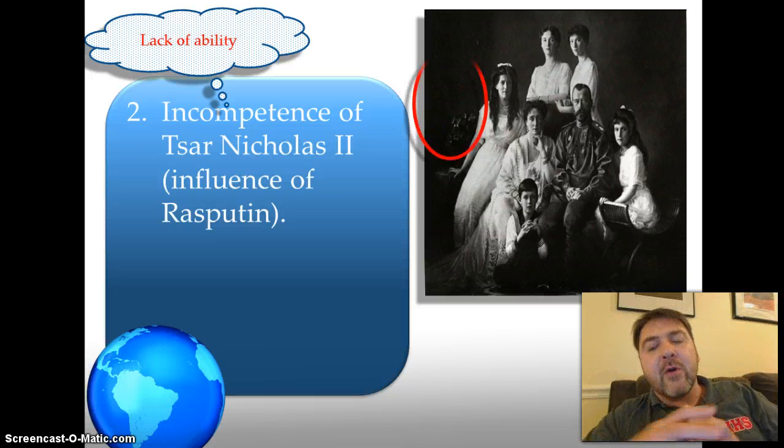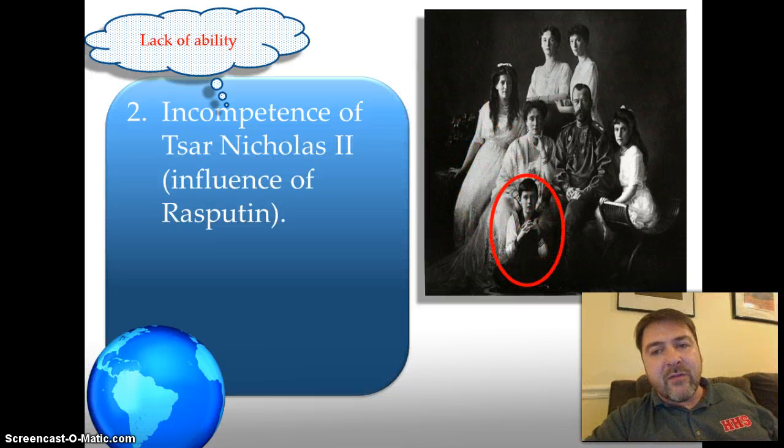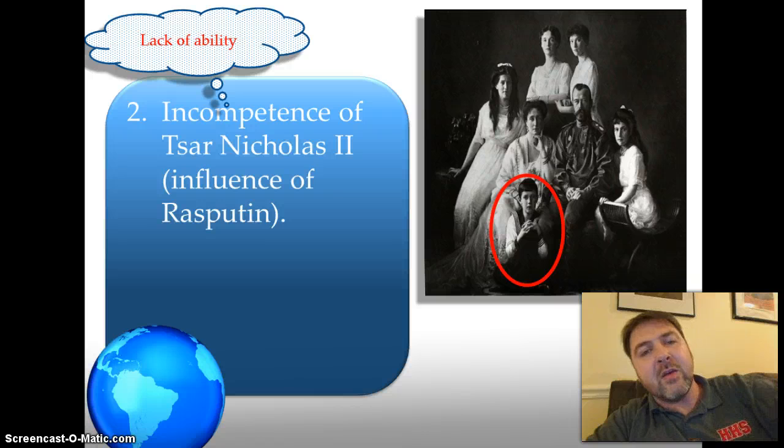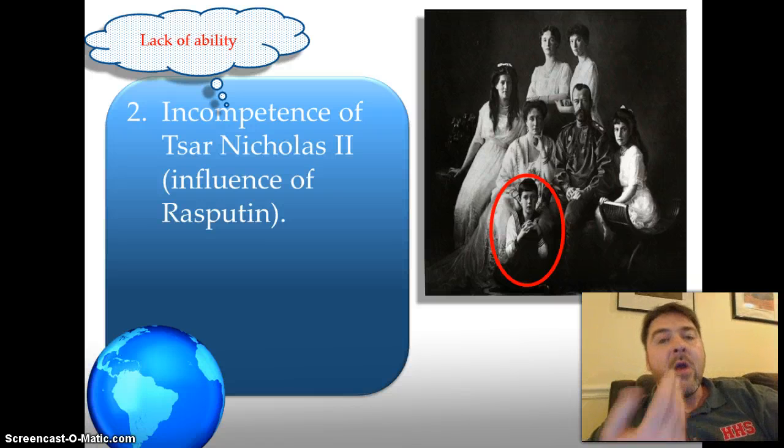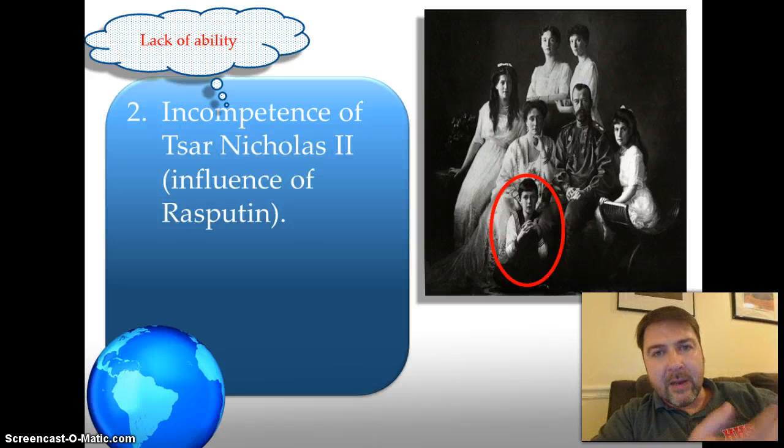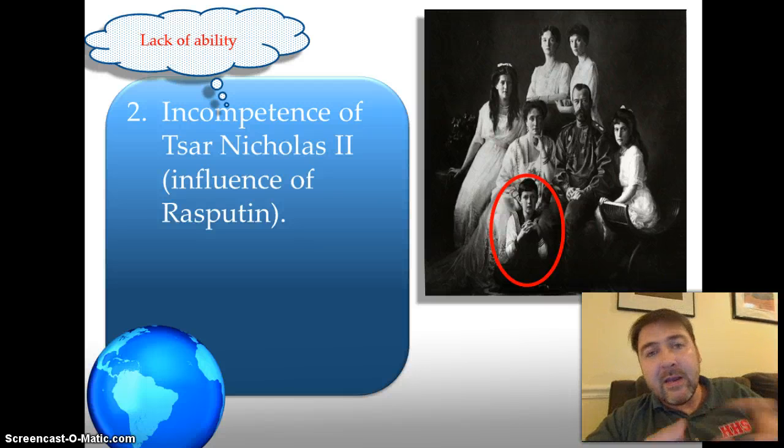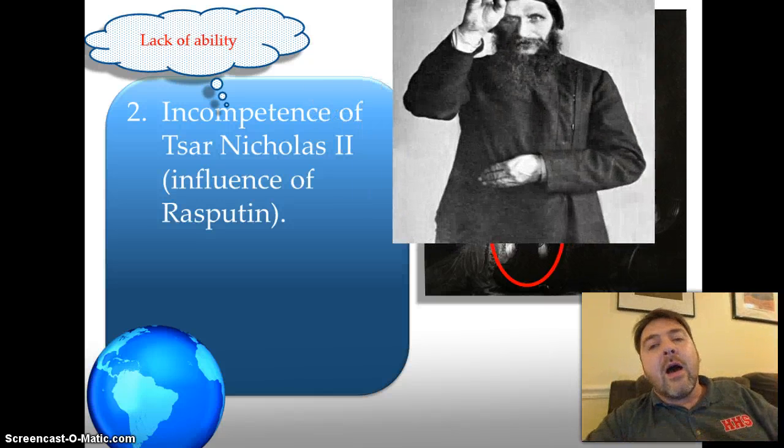We see the photograph here of Nicholas and his family. This is the Romanov family, and we just highlighted his youngest child, his son Alexei, who suffered from a condition called hemophilia, which means when he got cut, he didn't stop bleeding. His body lacked the clotting agents in the blood to stop him from bleeding, and he could have bled to death from relatively minor cuts.